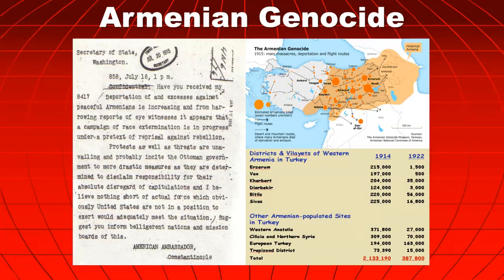This image is the results of what we would call a census before the war on the left, and then after 1922 in various villages. And it's just overwhelming. We're talking about almost 2 million people, Armenians in particular, just disappear.